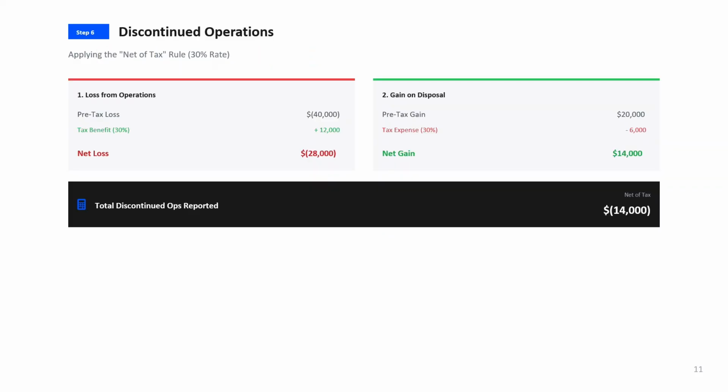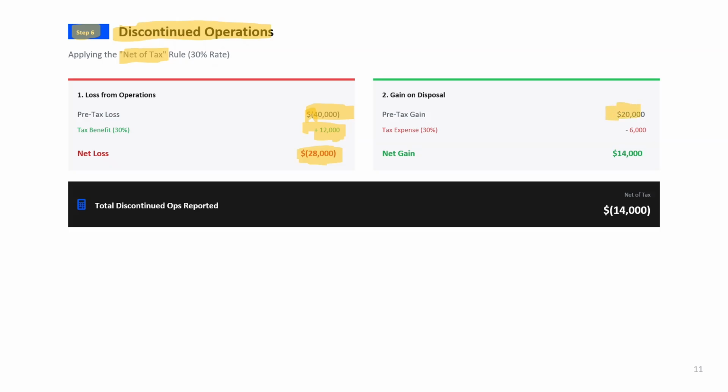And here you can see we reached the final step in our income statement preparation. Step 6, discontinued operations. This step is critical because it applies the net of tax rule. This rule applies both to loss from operations and the gain on disposal. So when you look here, notice that the $40,000 pre-tax loss gets a $12,000 tax benefit. As a result of that, our net loss is now $28,000.